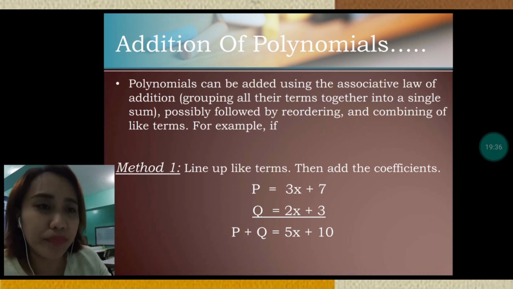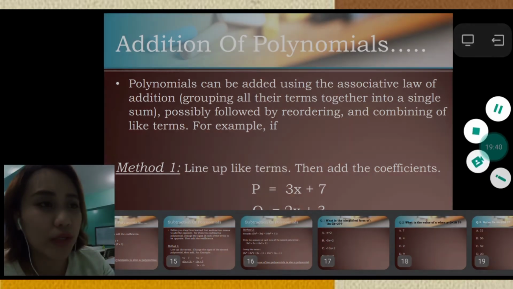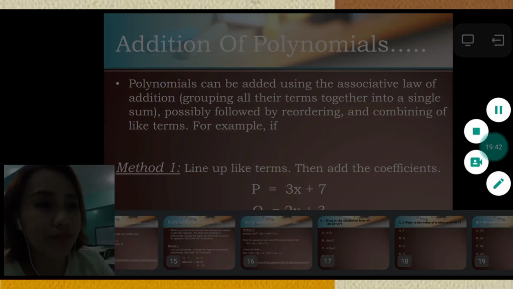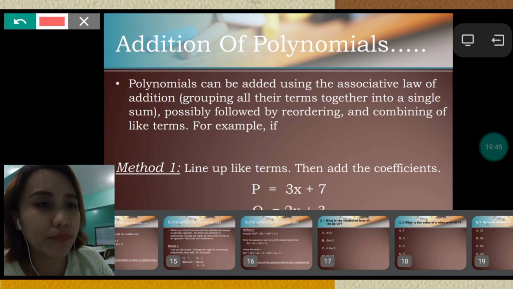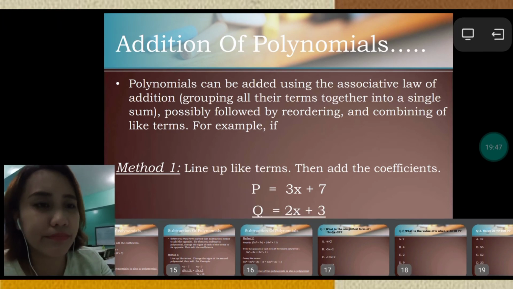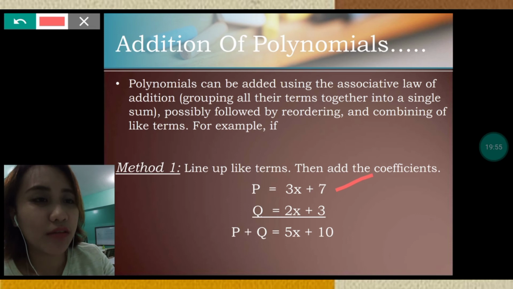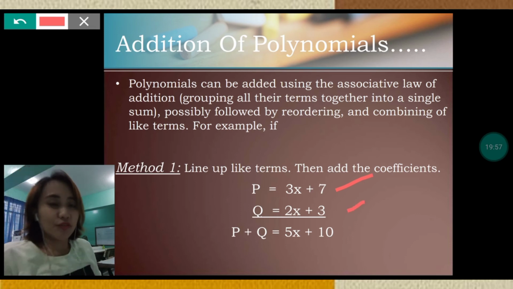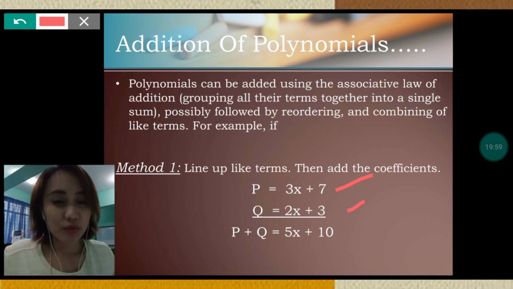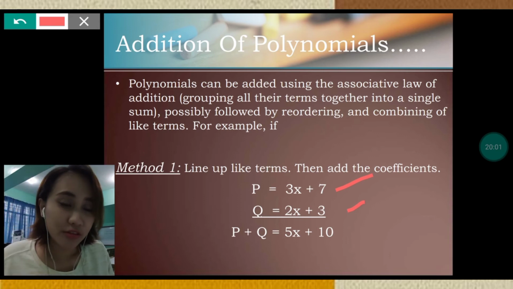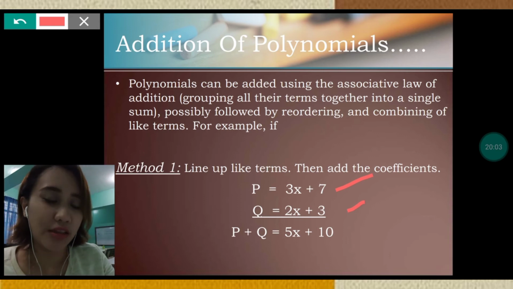The first polynomial given is 3x plus 7. The second one is 2x plus 3. So if we will be lining up the terms, we should group together first all the constants. So that's 7 and 3. That gives us 10.